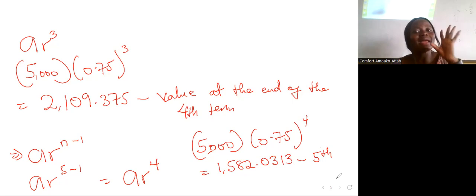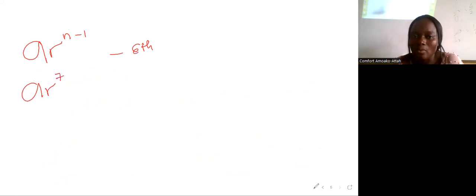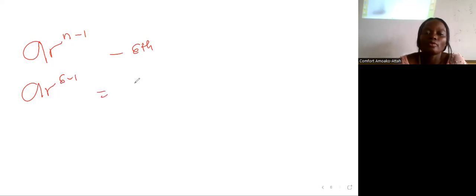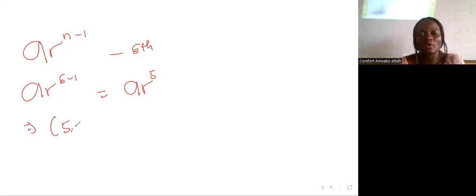We are looking for the value at the end of the seventh term. So let's move to the value. So this is giving us AR exponent n minus 1. This is the sixth term, so 6 minus 1. Yes. Good, all right. And so we are getting the formula AR exponent 5. We just have to do a simple substitution. The first term was 5,000 Ghana cedis. The common ratio was 0.75 exponent 5. So let's go.